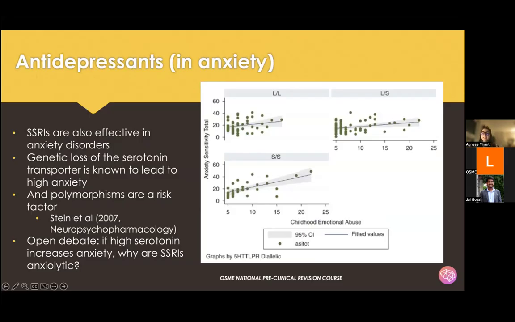But the key debate here is whether high serotonin increases anxiety, which is the general thought, or whether SSRIs, which also increase serotonin, are anxiolytic. Trevor probably went through this with you, but it's something to think about and discuss. This paper shows polymorphisms in the serotonin transporter, and you can see that having the SS version makes people much more anxious than having the LL version of the serotonin transporter.